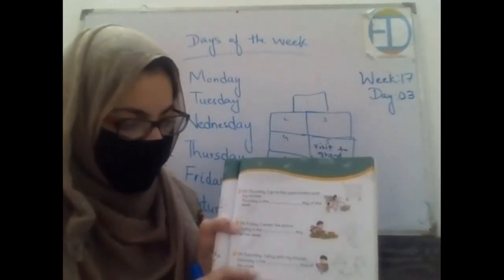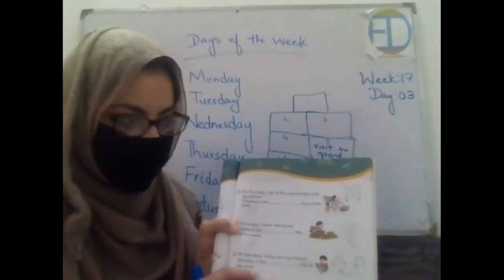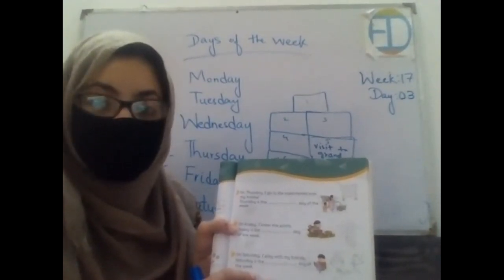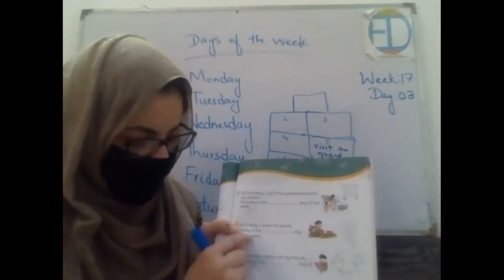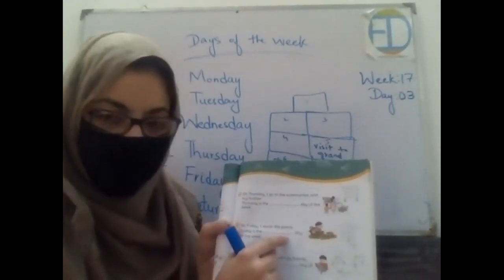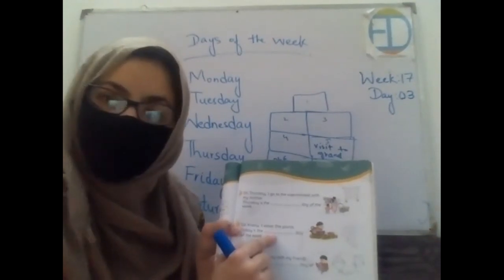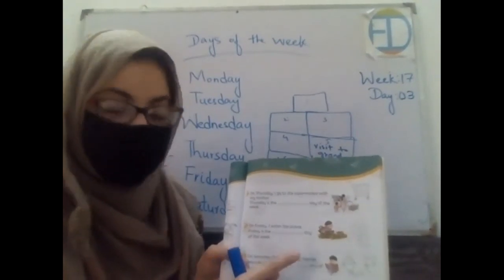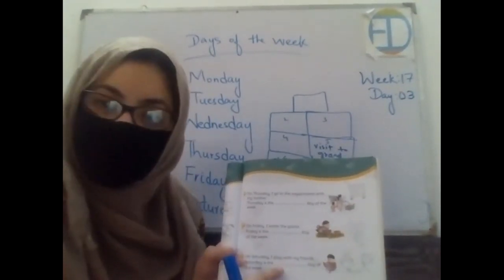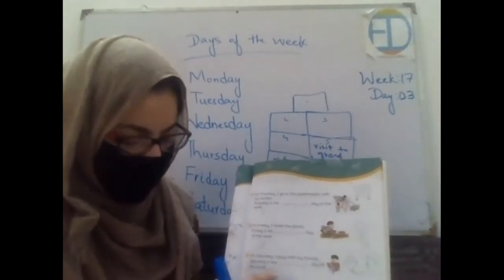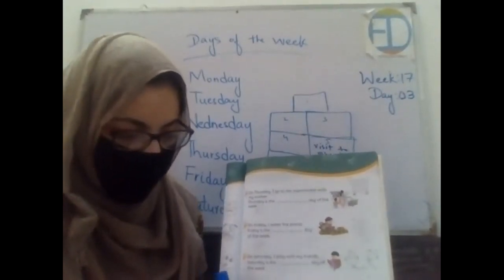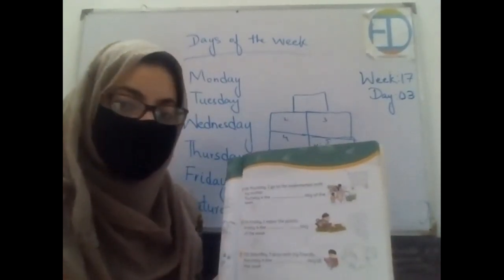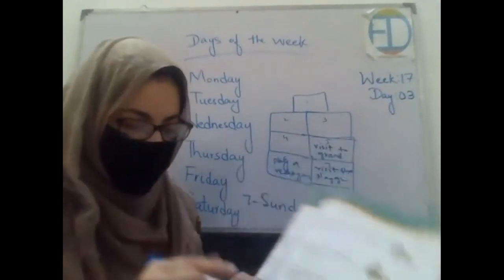On Thursday, I go to the supermarket with my mother. And Thursday is the dash day of the week. It's the fourth day. Wonderful. On Friday, I water the plants. And Friday is the fifth day of the week. Excellent. On Saturday, I play with my friends. And Saturday is the sixth day of the week. Excellent. On Sunday, I watch my favorite cartoons on television, and Sunday is the seventh day of the week.